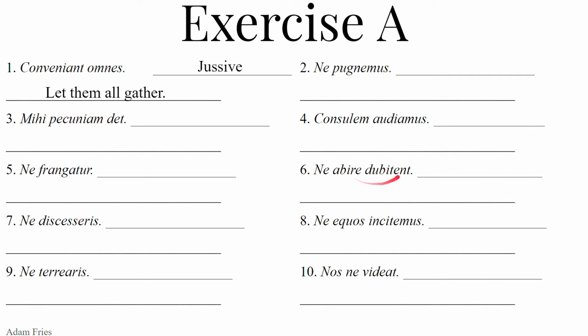Ne abire dubitant. Let them, plural, not hesitate to abire. When dubito works with a complementary infinitive, it means to hesitate to do something. Let them not hesitate to depart. Let them not hesitate to abeo, to go away, to leave.